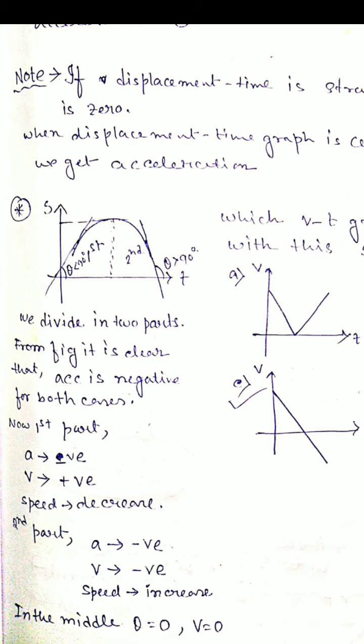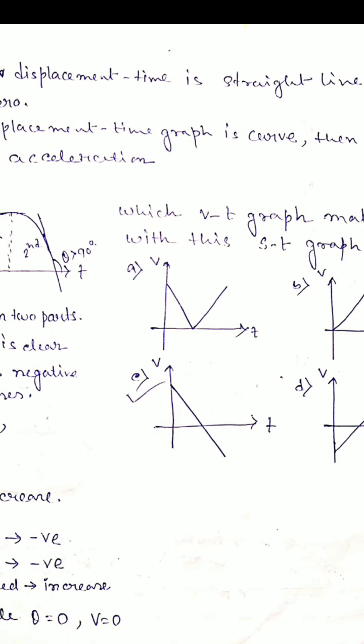In the second part, acceleration is negative because it is a concave downward nature for both regions. Velocity is negative because theta is greater than 90 degrees. So both have the same sign, so speed increases. So whatever the structure of the velocity time graph, first velocity decreases, then 0, then it will increase. So which one?